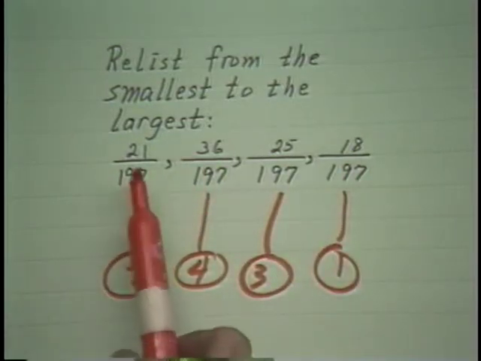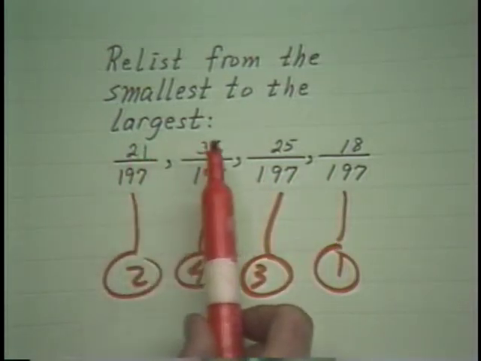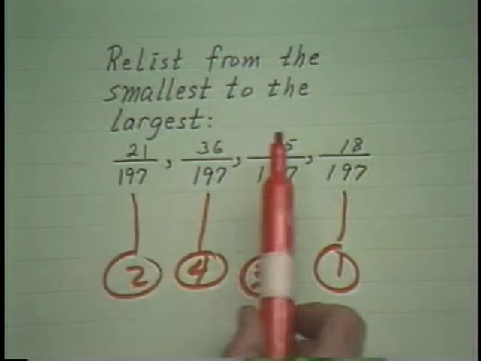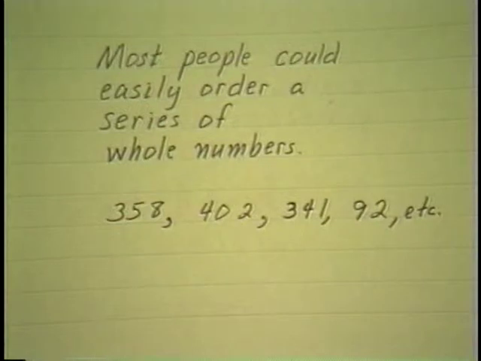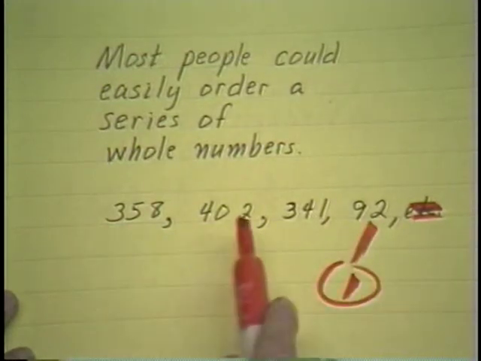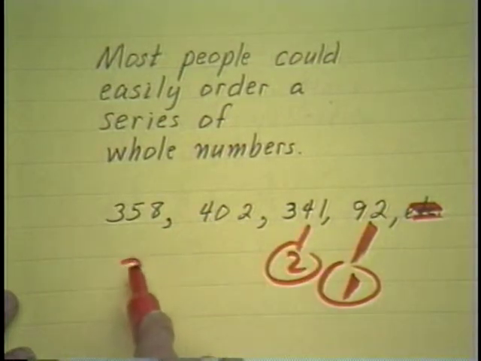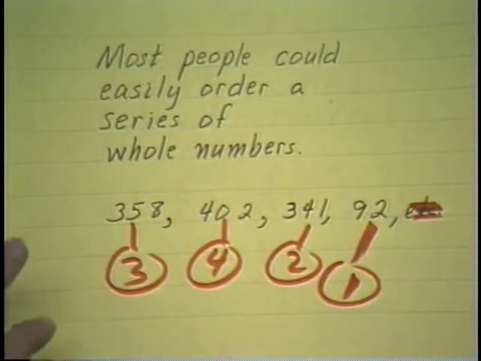And the answer is, when the denominators were the same, we quit looking at them and look only at the tops, which are whole numbers, and we order them, 18, 21, 25, 36. You see, most people have no difficulty about ordering whole numbers. See, in these four, that's the lowest. Then this, right here. Then this, then that, and so on. So whole numbers are easy.